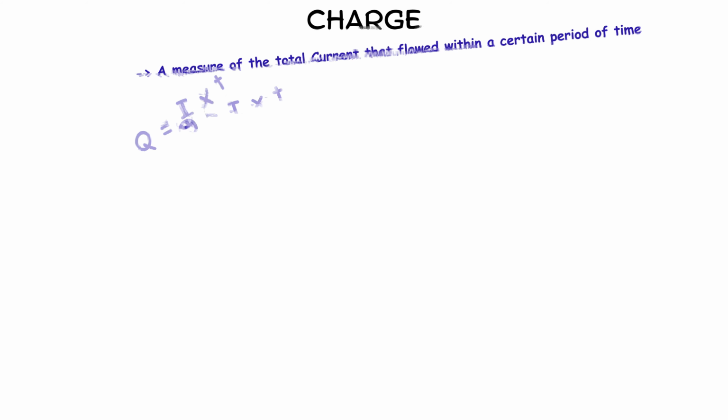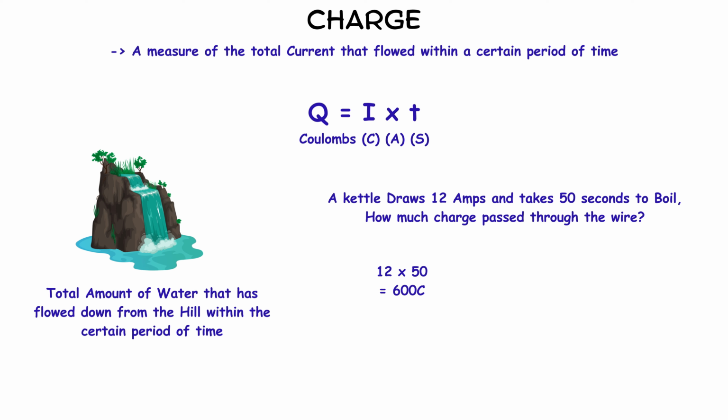If we go for the definition first, charge is a measure of the total current that flowed within a certain period of time. So if you're familiar with the water analogy where current is the rate at which water is flowing through the river, then the charge would be the total amount of water that's flowed down the hill within a certain period of time, like a minute or an hour.